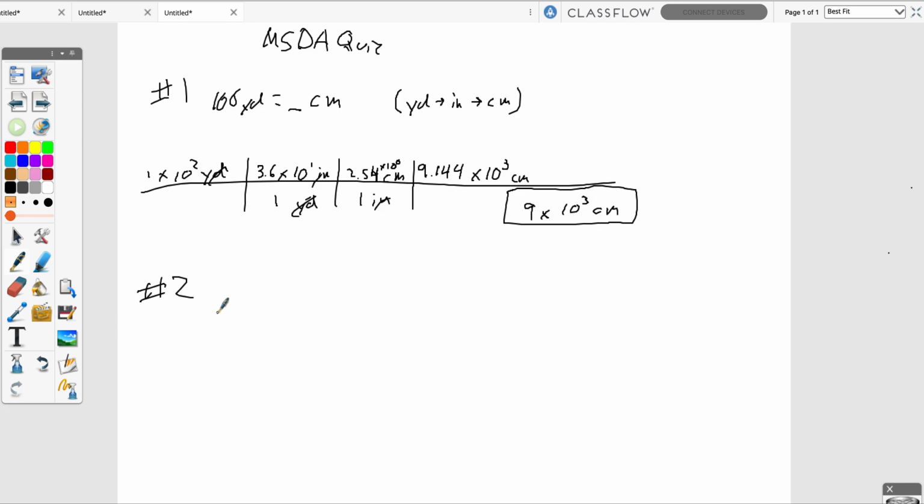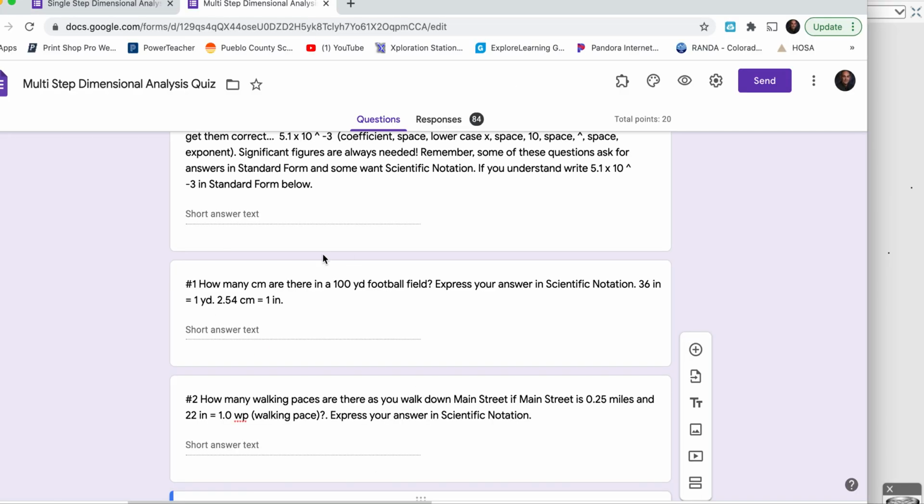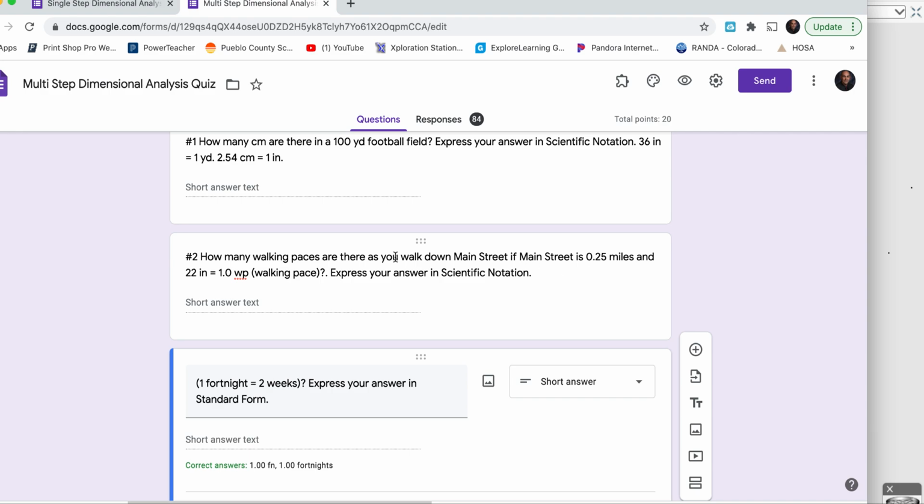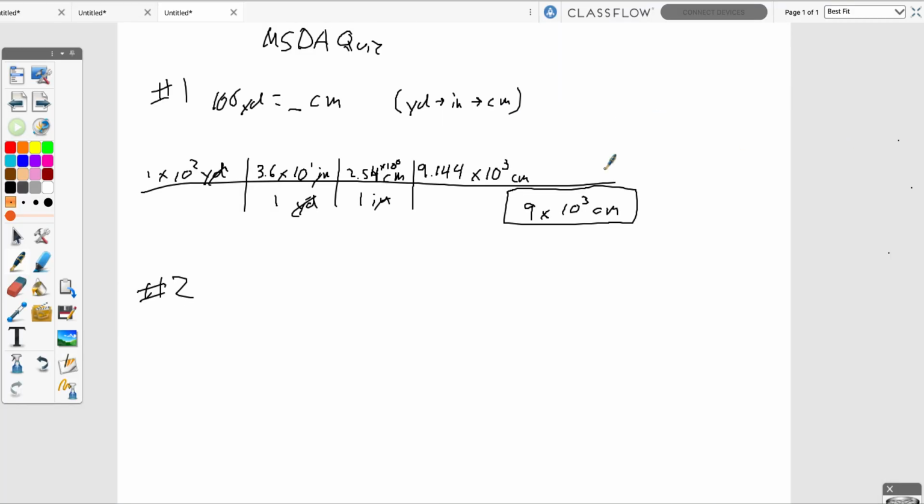On this question, number 2, it's asking us how many walking paces. That's like your stride. A pace is 1 length of right to left foot when you're walking. Down Main Street, if Main Street is 0.25 miles, and the walking pace for you is 22 inches. Scientific notation again, so that's where we're at. So number 2, we're going to write out our problem. So we have 0.25 miles. Oh my gosh, I did this earlier and I used meters because I was sloppy and I could not figure out the right answer.